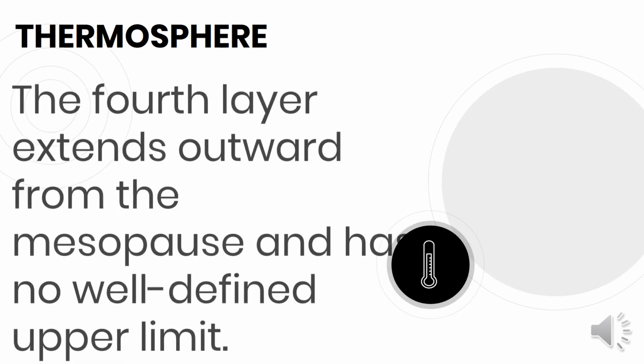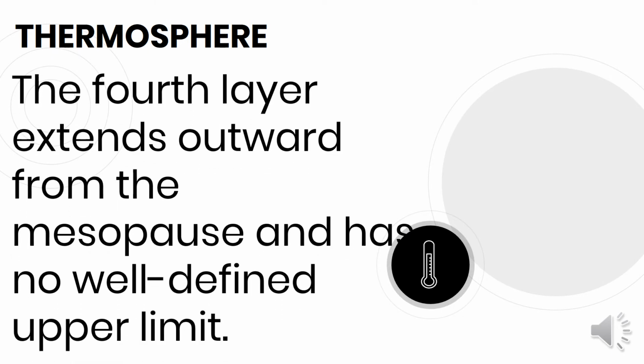Thermosphere. The fourth layer extends outward from the mesopause and has no well-defined upper limit. A layer that contains only a tiny fraction of the atmosphere's mass. Temperatures get extremely hot. It can reach up to 5,000 degrees Fahrenheit, almost 300 miles away from the mesosphere.